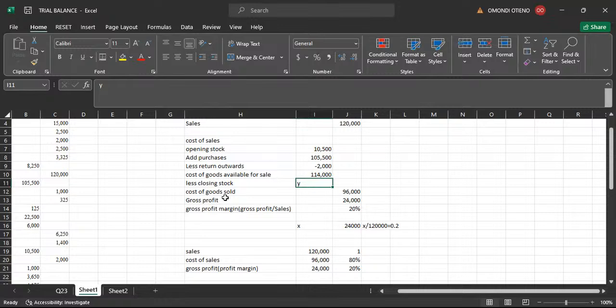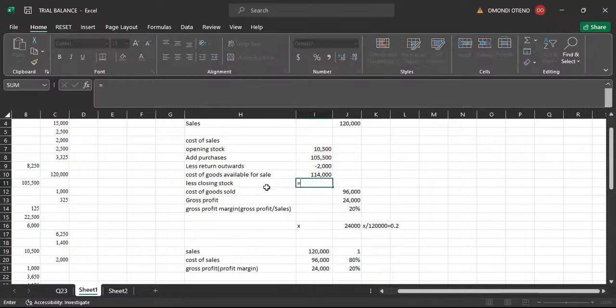Yes, let's see if we will be able to calculate it. What is it that we are supposed to take away from 114,000 to arrive at 96,000? 114 minus 96, we have 18,000. So if I take 18,000 away from 114,000, I'll be able to arrive at 96,000.